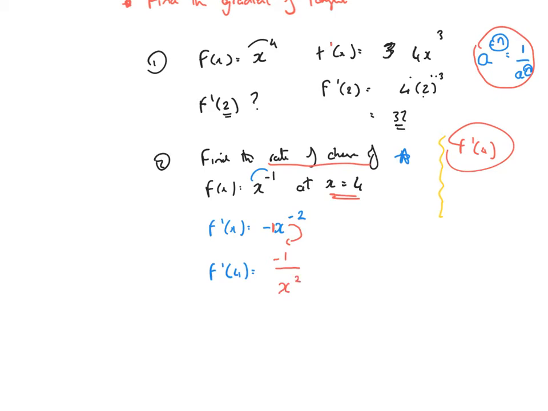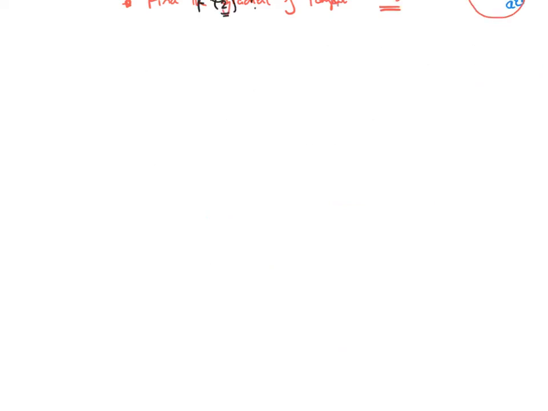That's f dash x. Now I want to find f dash 4. So what do I do then? Just sub in x equals 4: minus 1 over 4 squared. 4 squared is 16, so that's minus 1 over 16, final answer. Okay, example 3.